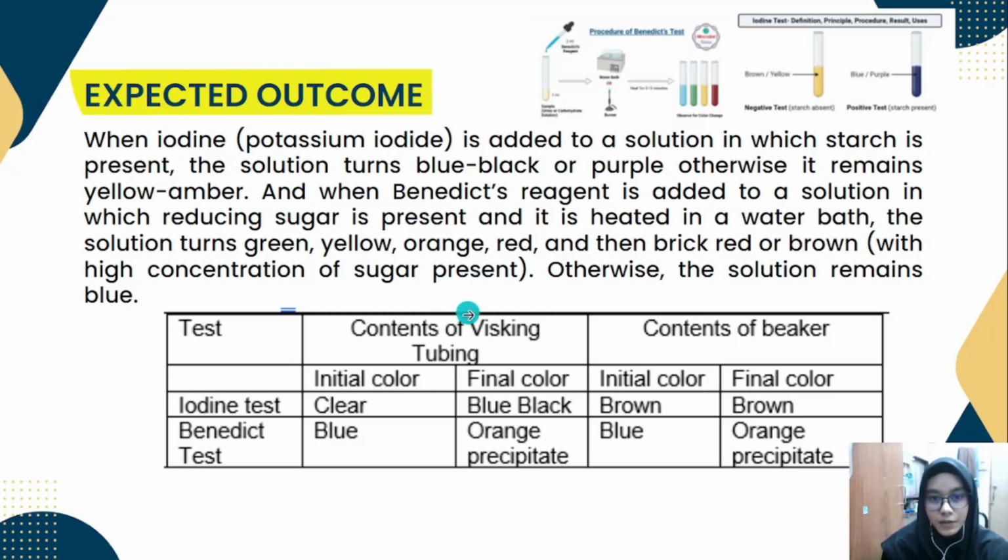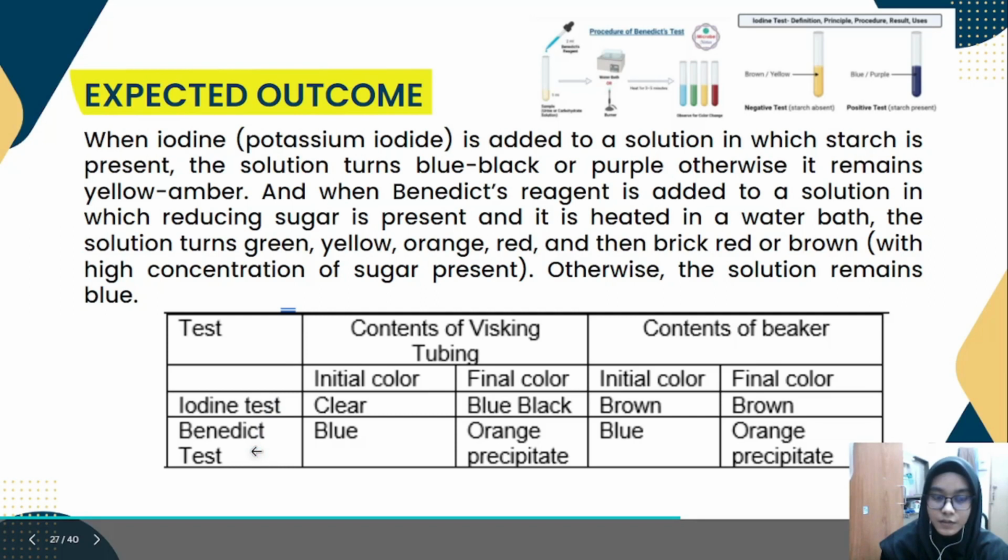For this experiment, we expect that iodine test will give positive result in the content of the whisking tube, but negative result for the content of the beaker, and the Benedict test will give the positive result for both the content in the whisking tube and the beaker.